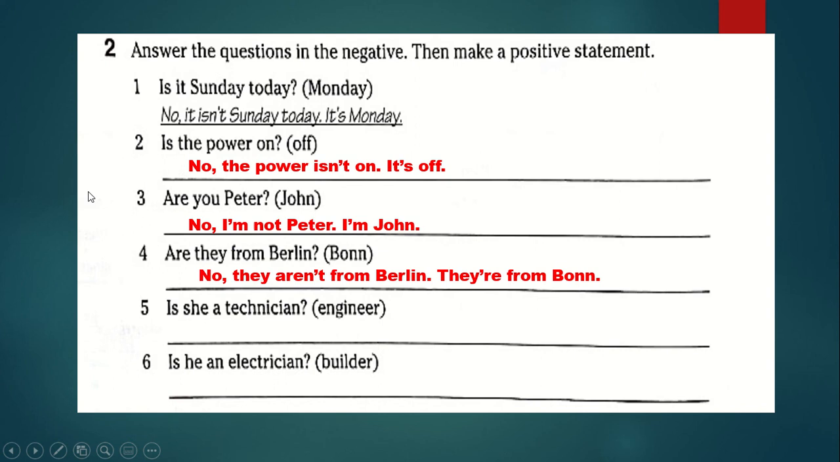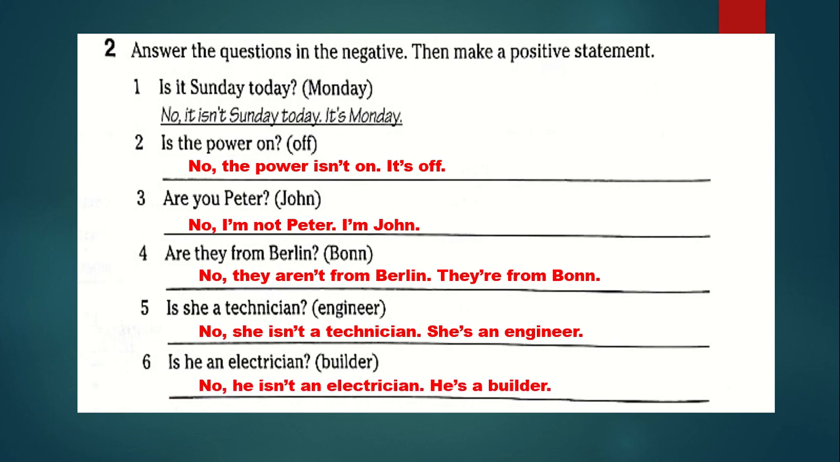Number 5, is she a technician? Very good. No, she isn't a technician. Then what is she? She's an engineer. Finally, number 6, is he an electrician? No, he isn't an electrician. He's a builder. Very good.